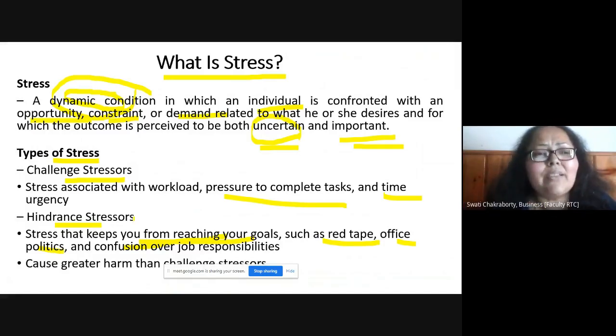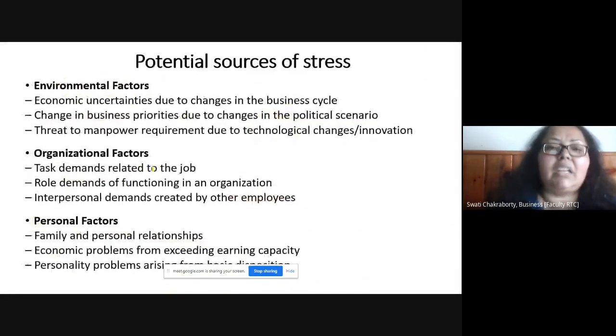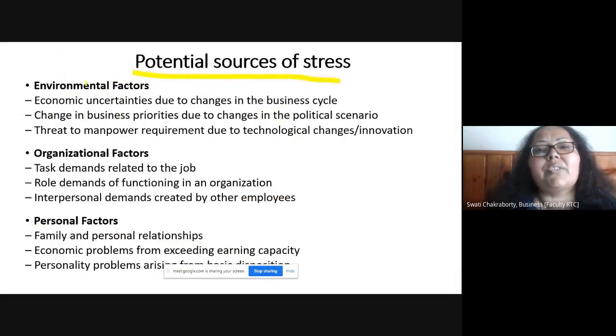And hindrance stressors cause more harm. It's harmful. It can lead to problems. It can lead to depression. And then that's where counseling comes into play. Challenge stressors are more beneficial. It motivates us. So, what are the potential sources of stress that we have?